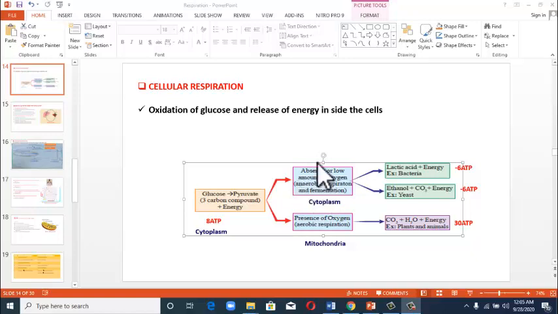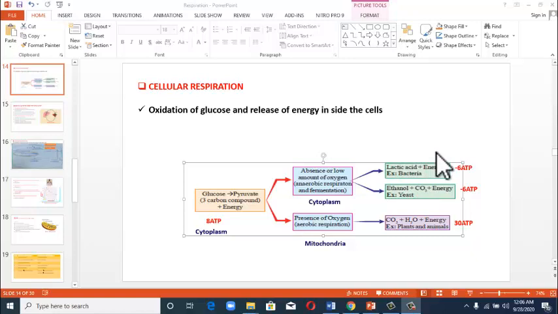If it occurs in the absence of air, it is anaerobic respiration. If it occurs in the presence of air, it is called aerobic respiration. Now, where does aerobic respiration take place, and where does anaerobic respiration take place? Aerobic respiration is seen in all higher plants and animals, and anaerobic respiration is seen in microorganisms. For instance, the lactic acid pathway is seen in bacteria.